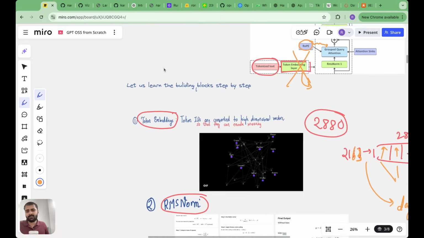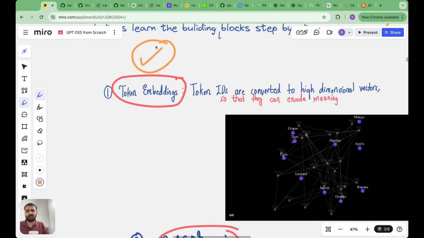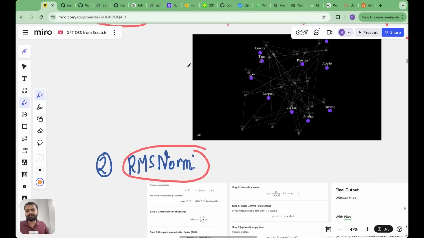We'll come to that later. But I hope all of you have now understood this first step out of the 9 steps which we are going to look at, and that's token embeddings. That's done. Now let's move forward.